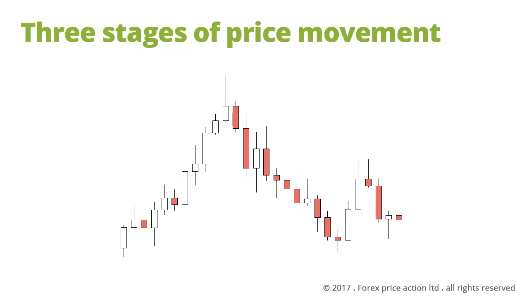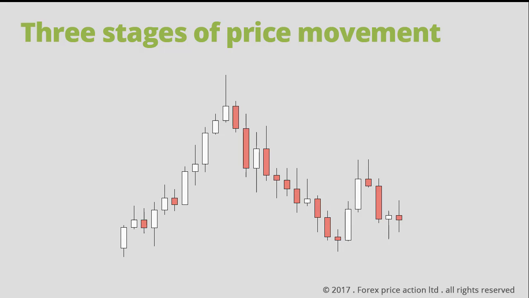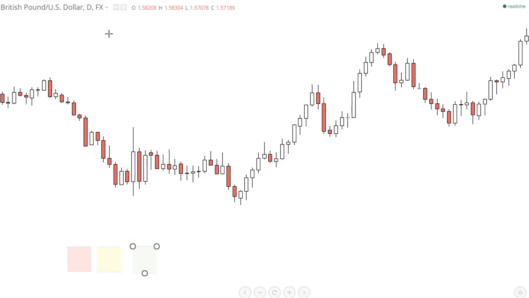So let's look at these stages on a real chart. That way you get a better idea of how they work. Okay, you're looking at a GBP/USD daily chart. Let's identify some stages. I'm going to be marking trends in green, ranges in yellow, and in red I'm going to be marking transitionary periods.